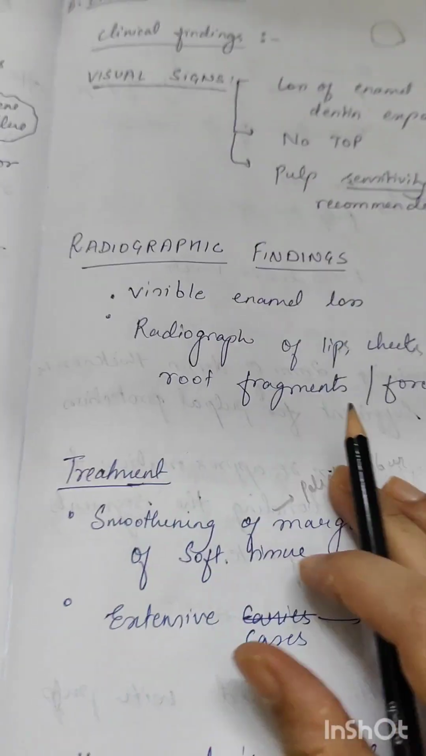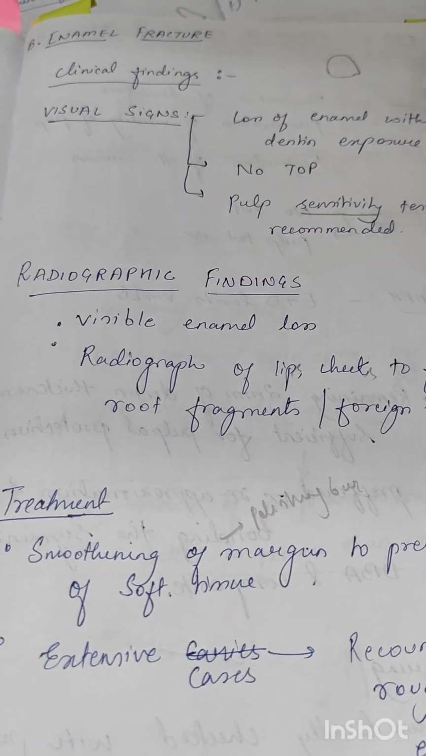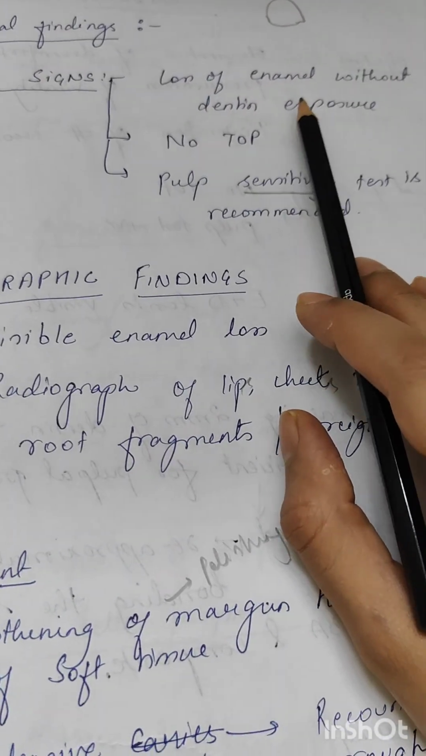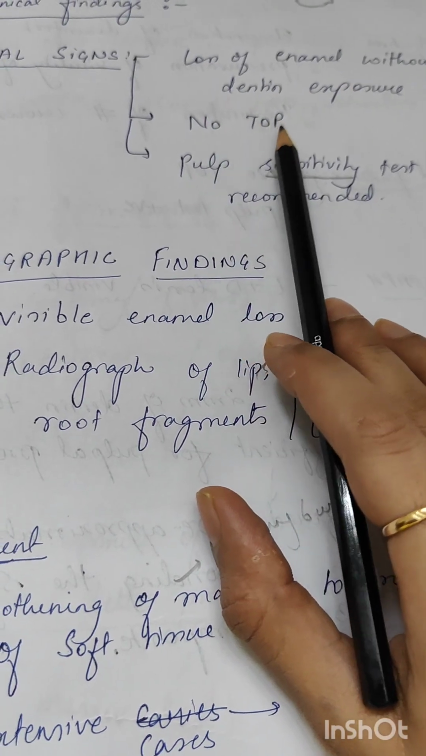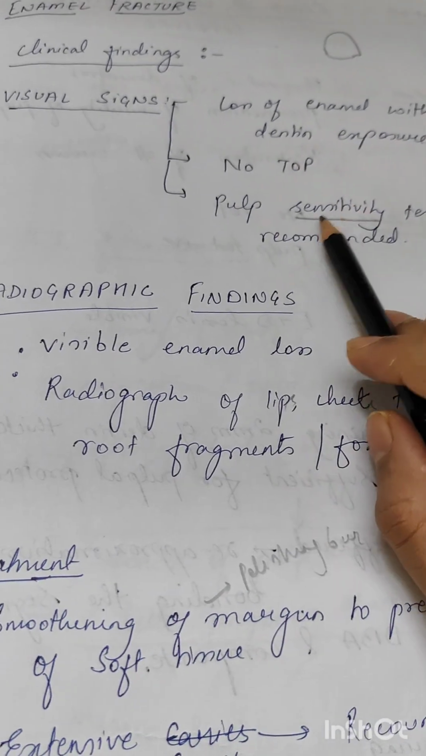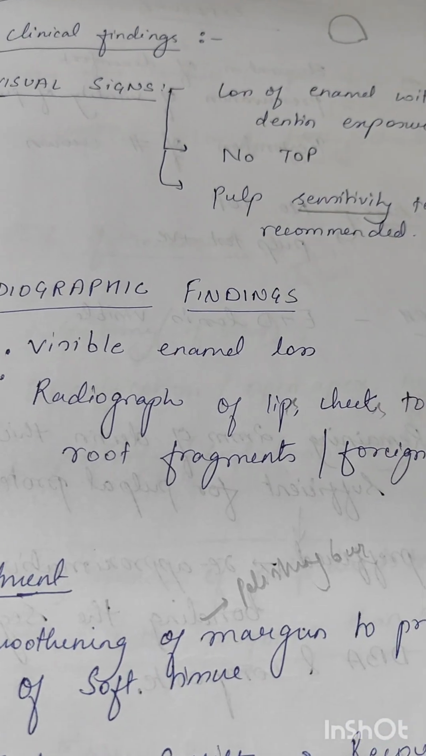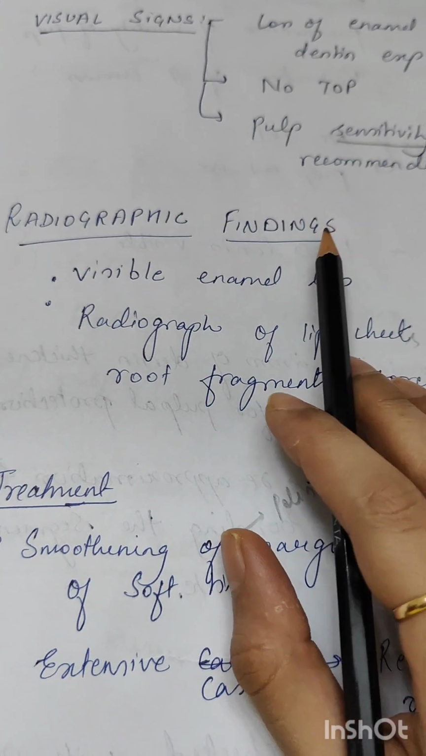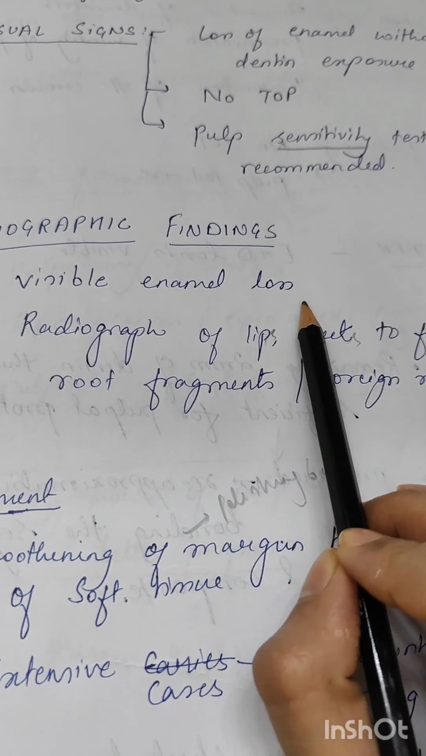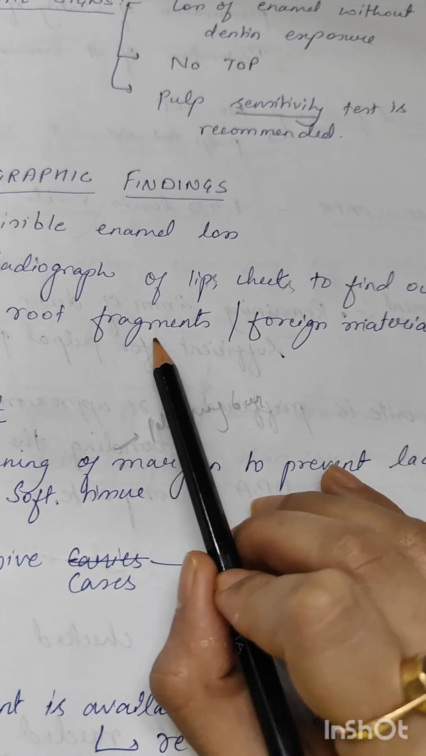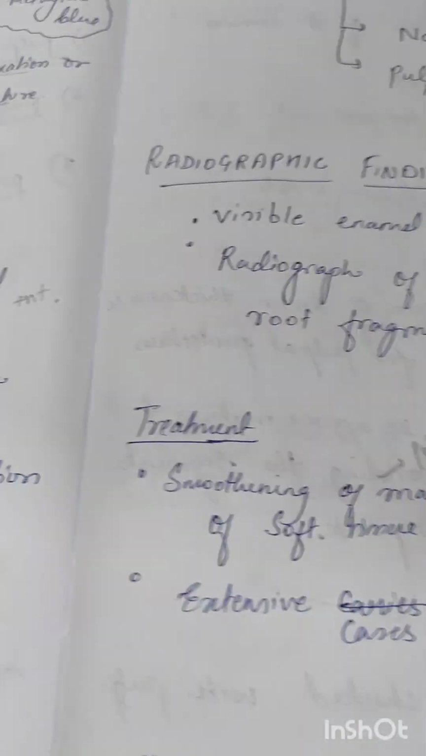Now next is the enamel fracture. Clinical findings, the visual signs you will see: loss of enamel without dentine exposure, not tender on percussion. A pulp sensitivity test is recommended; we'll come to the sensitivity test later on. Now coming on to the radiographic findings: visible enamel loss can be seen.